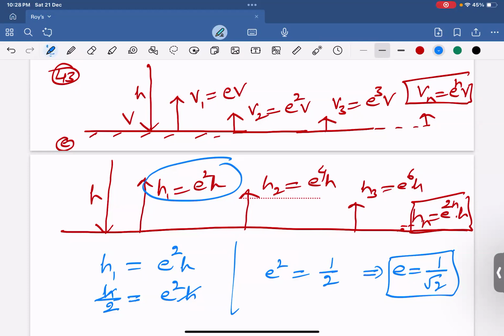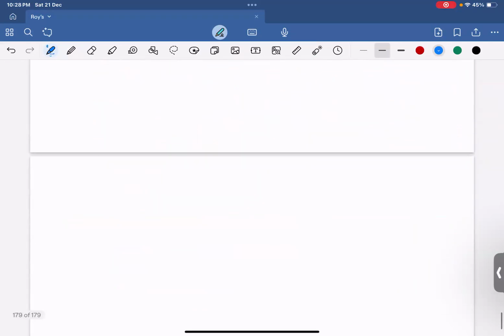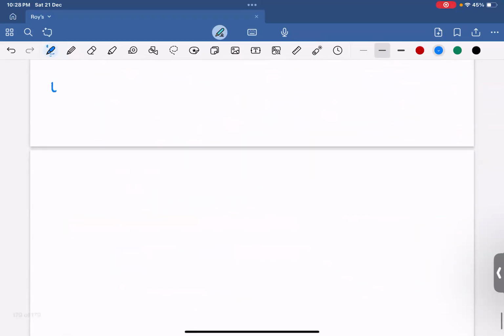Yes, sir. Done. Okay. We'll take question 47. First, I want you to try this. It is an example of perfectly inelastic collision that we have studied. First you try, then I explain. What will be the velocity of ball A after collision with ball B, as shown in the figure? The collision is perfectly inelastic.